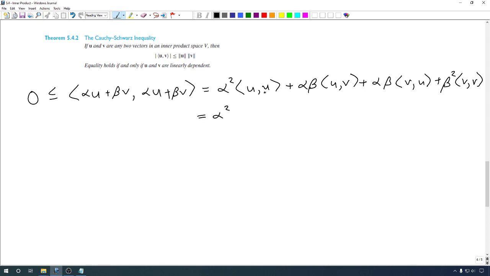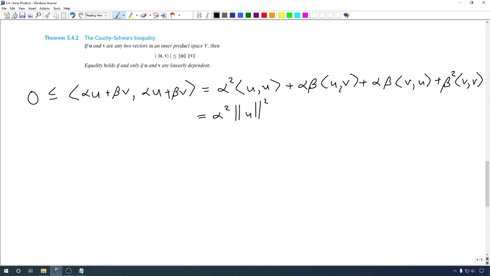The inner product of u with u, that's actually the norm of u squared. Remember, the norm is the square root of that, so we're basically moving the square root to a square on this side. We'll also do the same thing over here, but I'll leave that for a moment.